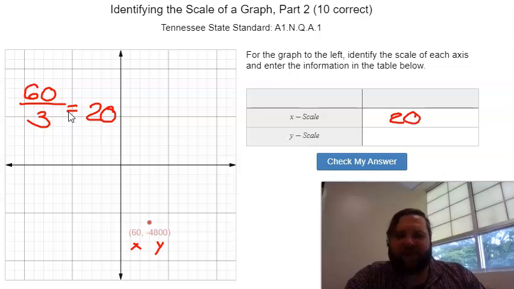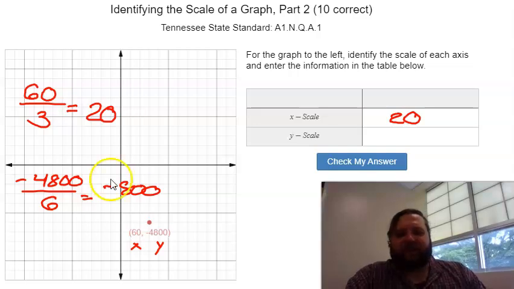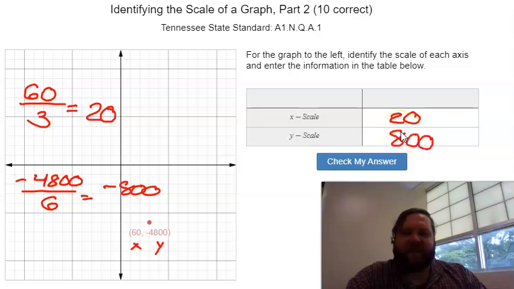And for my y scale, I've got negative 4,800, and then I need to know how far that is from the x-axis, and so I can count 1, 2, 3, 4, 5, 6 spaces from the axis, and so when I divide that, I would get negative 800. But let's be careful here. I'm not counting by negative 800 each time. I'm just counting by 800. So I don't have to include that negative. I can simply say 800.